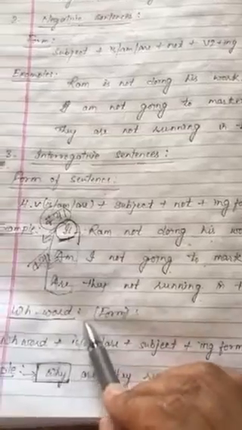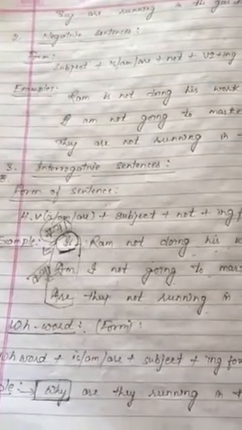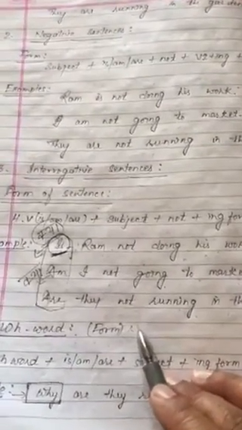So these are the first type of interrogative sentences starting with helping verb. Now the next type is the interrogative sentence which starts with WH words like what, why, when, how, where, whom, whose, like these.